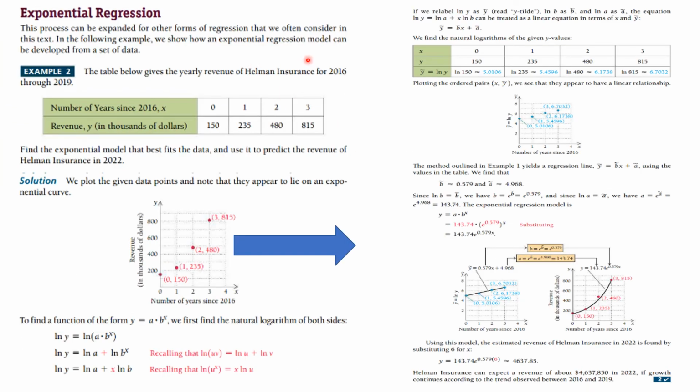Now, this process could be expanded for other forms of regression that we often consider in this text. So in this following example, we show how an exponential regression model can be developed from a set of data. Here we have a table that gives us the yearly revenue, and this is the number of years since 2016. This is the revenue in thousands of dollars. And we want to find an exponential model that best fits this data.